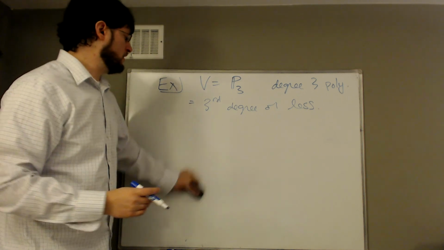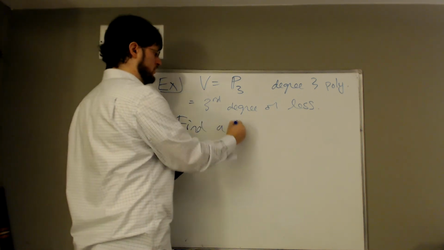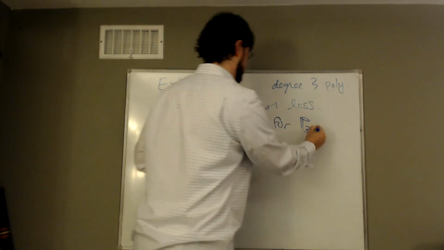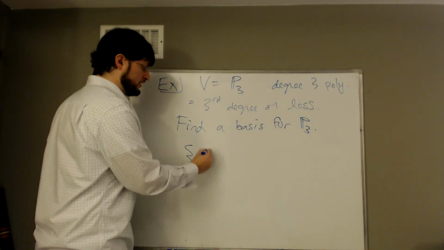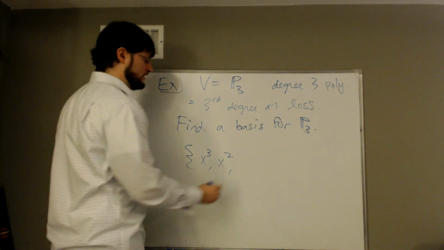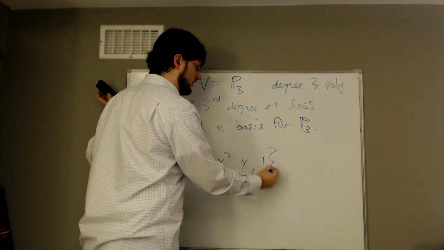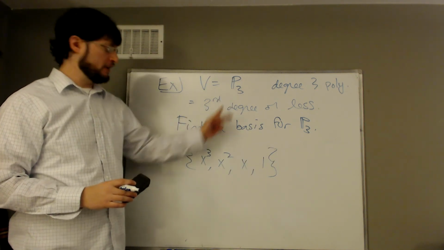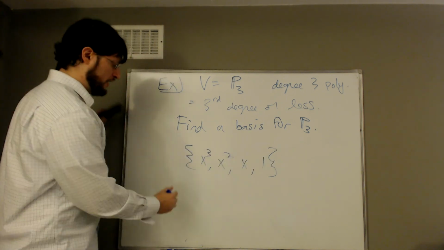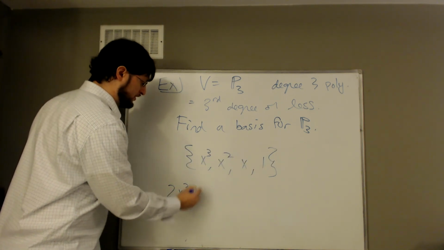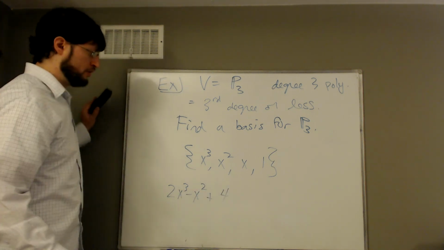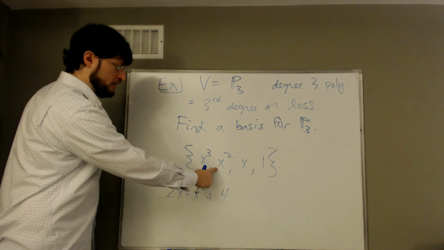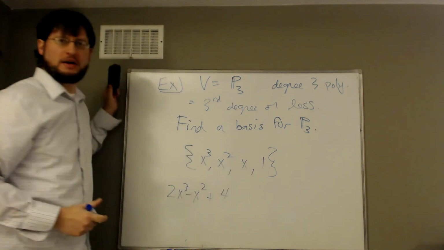So let's find a basis for P3. My claim is that a basis is just these as simple as possible polynomials, because any degree 3 polynomial is a linear combination of these. Right, so if I had a 2x cubed minus x squared plus 4, well, this corresponds to the linear combination scaling this by 2, scaling this by -1, scaling this by 0, and scaling this by 4.